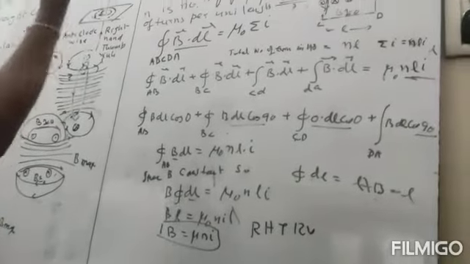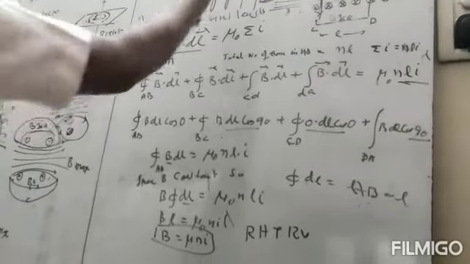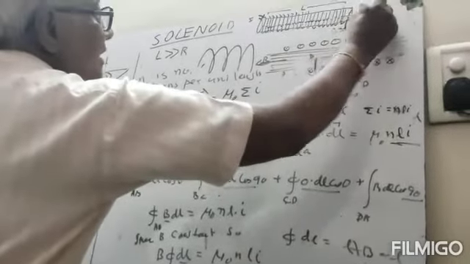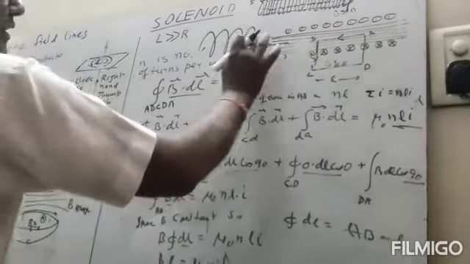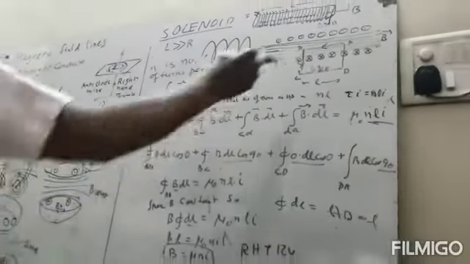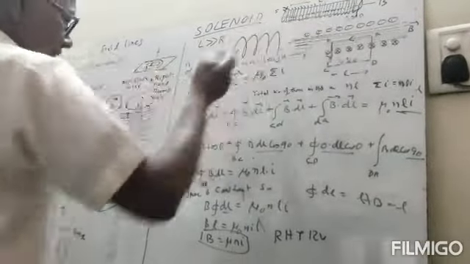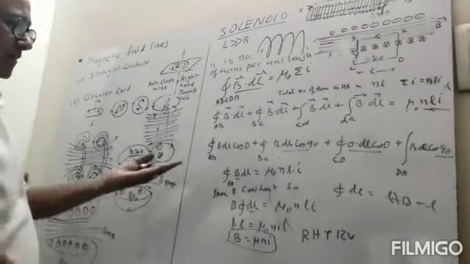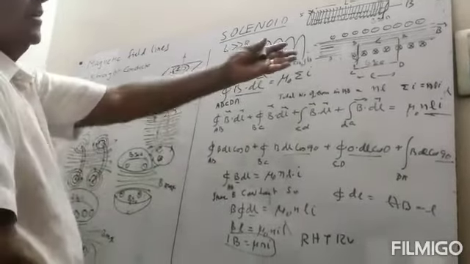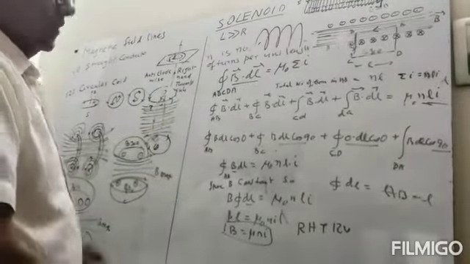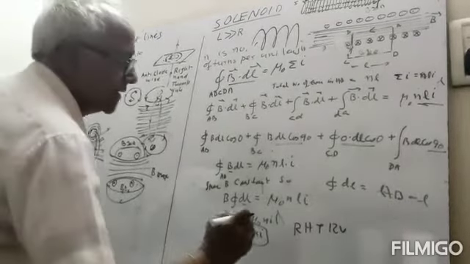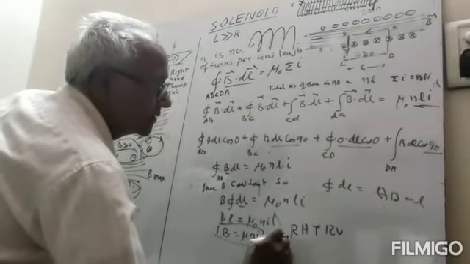Here the current is passing through it. If the current is moving this way, then the magnetic field will be in this direction. So here the magnetic field will be in this direction. Instead of this we can write 180. It makes no difference, that is also equal to 1. So minus 1, and the result will be the same. So the magnetic field B will be along the axis.